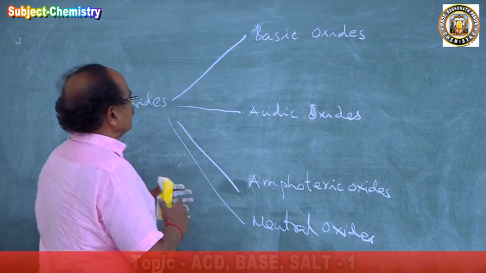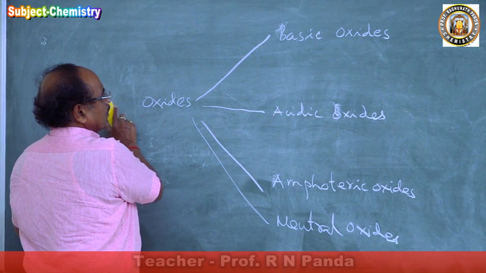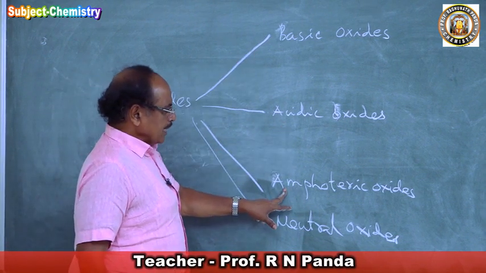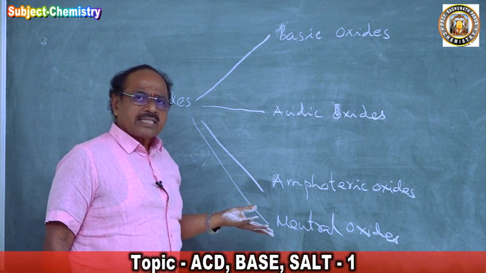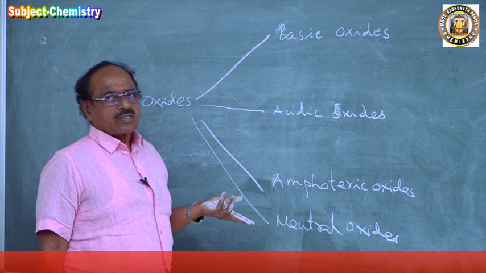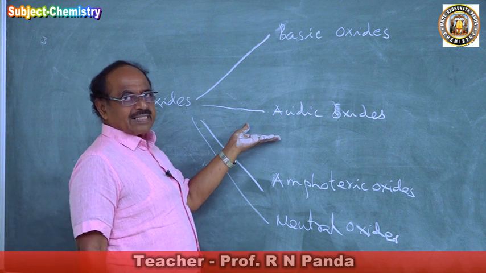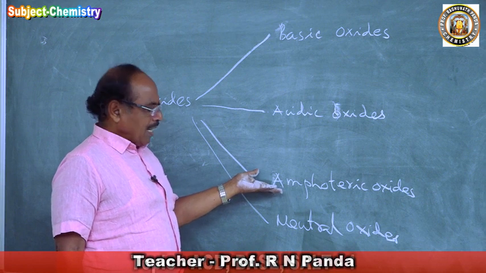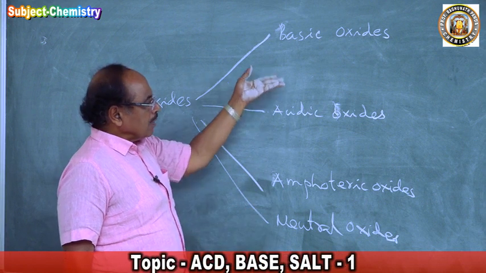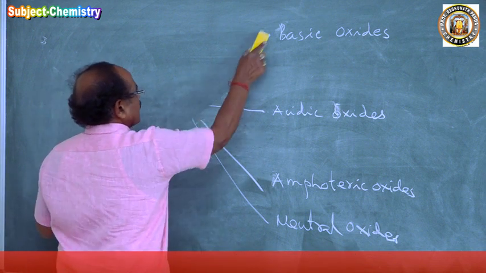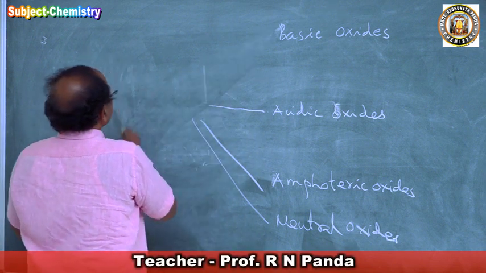So now let's go one by one. What are basic oxides, acidic oxides, amphoteric oxides and neutral oxides? Which metals will form basic oxides? Which elements will form acidic oxides? And which elements will form amphoteric oxides and neutral oxides, and how does their behavior differ? Now let's first start with the basic oxides.